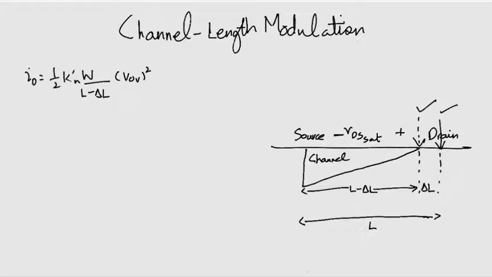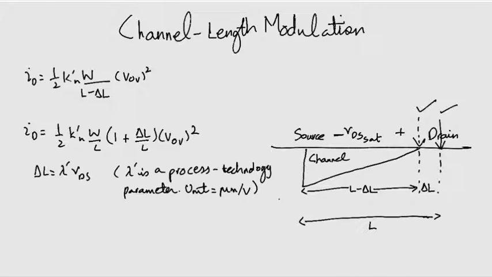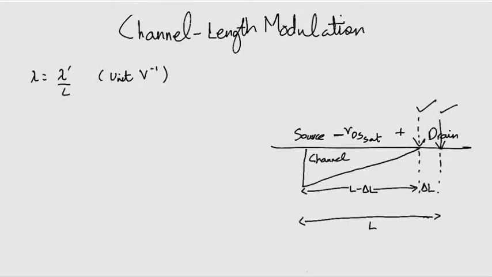Accounting for the channel length modulation, the equation can be rewritten as on your screen. We can further rewrite this. Now let's introduce another parameter, and so we can again rewrite this equation as this one. Introducing another parameter, we can further change our equation to be this. This is the complete equation which accounts for channel length modulation.